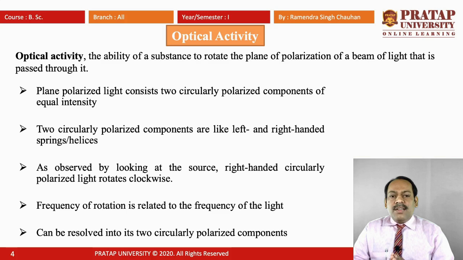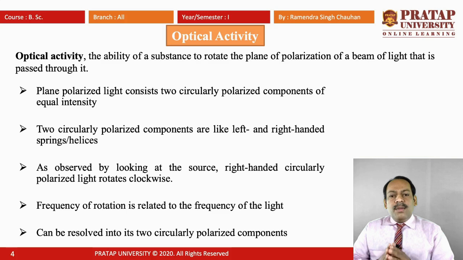What it means is that the refractive indices for the right side and left side are different, and when the refractive indices are different, the movement is not uniform in the two halves. That is why the light will be rotated towards the side whose refractive index is greater.